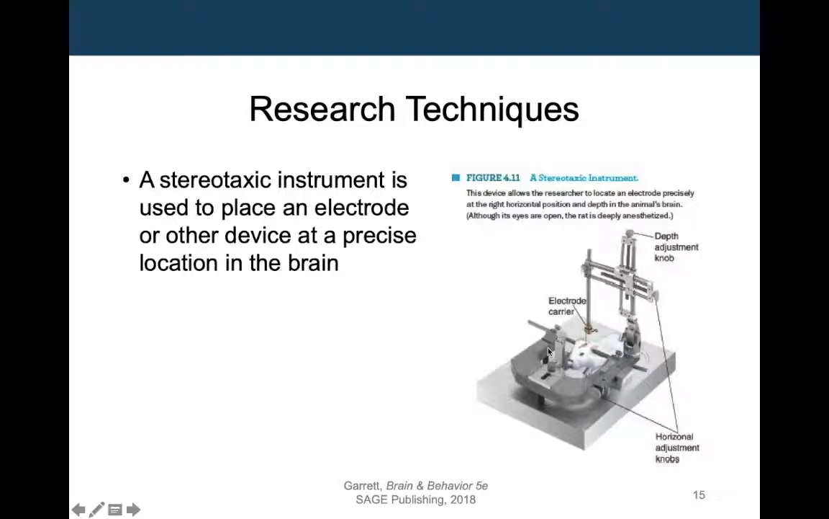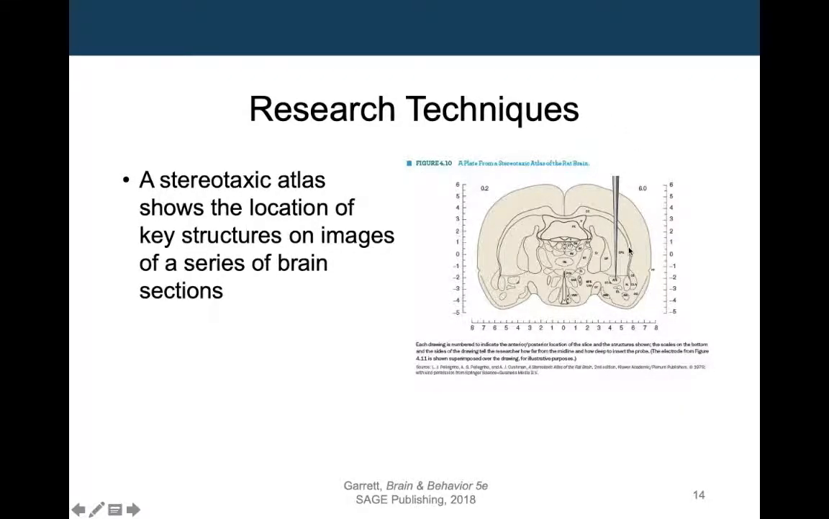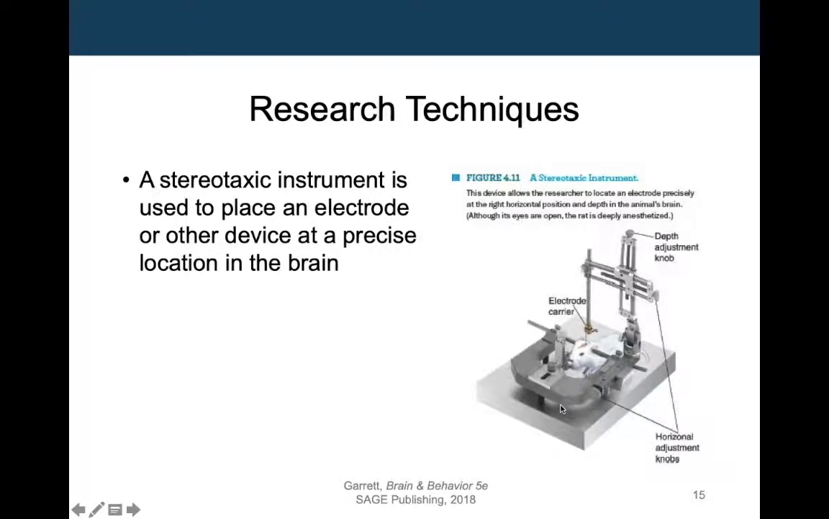So you have the atlas that shows you where to go. Here is the equipment to do so. Okay. Looks kind of vicious, doesn't it? Kind of scary idea of a little animal sitting there with a hole being drilled in his head, but that's what the rats were for before. So moving right along.